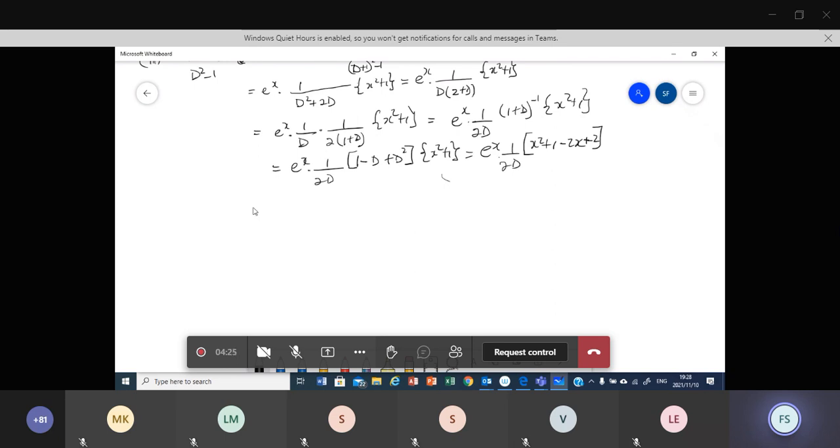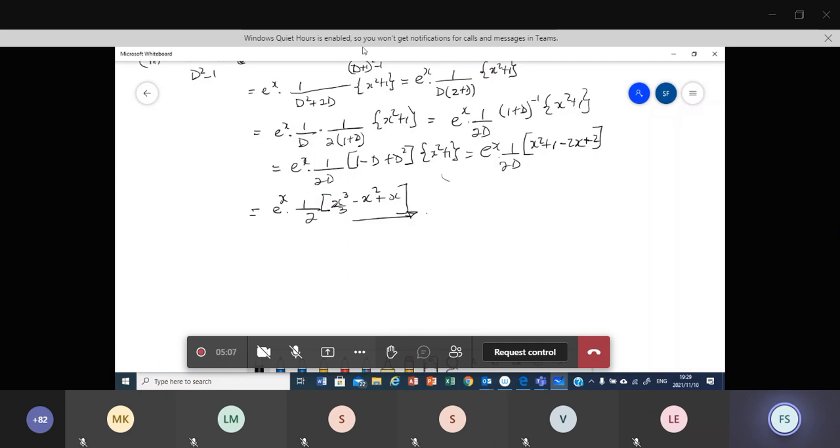That becomes a to the power x, 1 over 2 into. The 1 over d means integrate. What is the integral of x squared? Is x cubed over 3. What is the integral of minus 2x? It's minus x squared. What is the integral here? I'll get 1 plus 2. It's 1. What is the integral of 1? Is what? It's x. And this is your answer. Finish. That is theorem 2. And we have seen that before.